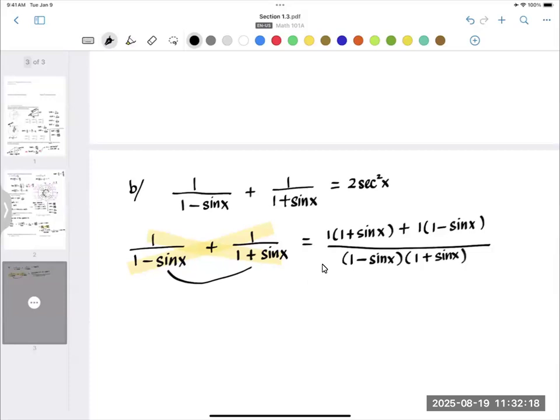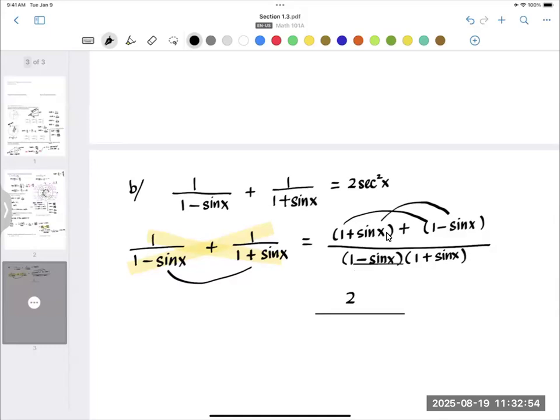All right, after we combine the fractions, we have to simplify. On the numerator, 1 times whatever is just whatever, right? So 1 times 1 plus sine x is 1 plus sine x. Nothing changed, so I can feel free to remove the 1. And then we combine like terms. So 1 plus 1 will be 2, and then plus sine x minus sine x will be 0. So 2 plus 0 is 2. And in the denominator, we have 1 minus sine x times 1 plus sine x.